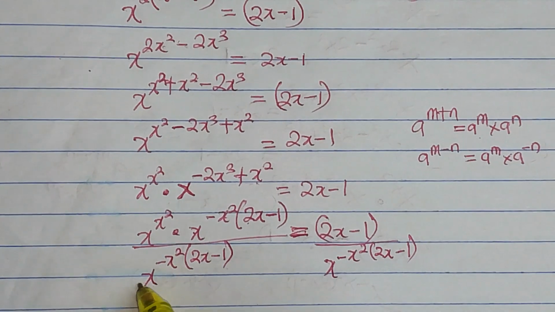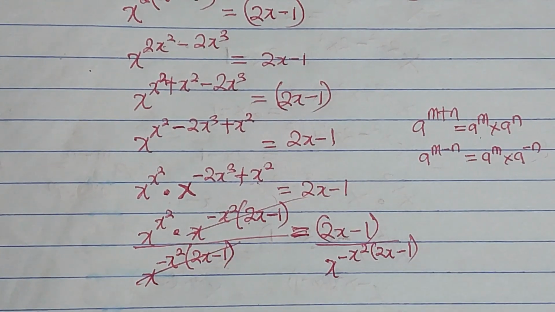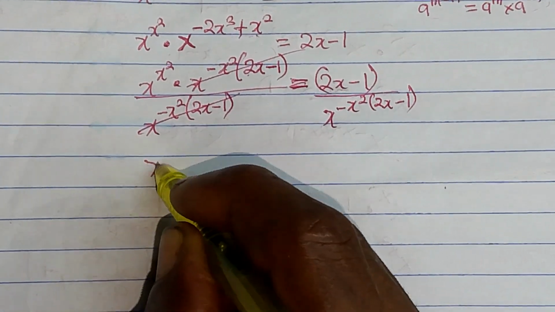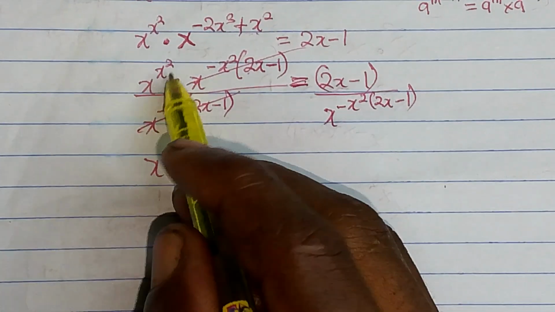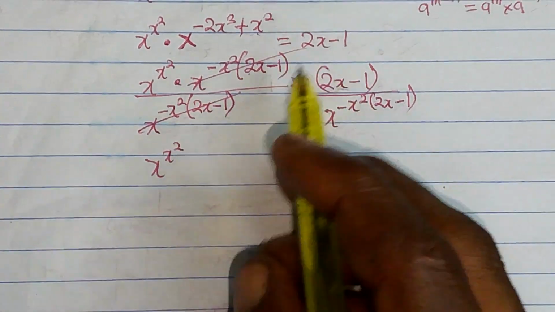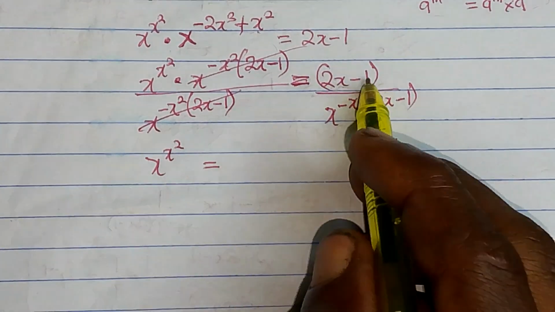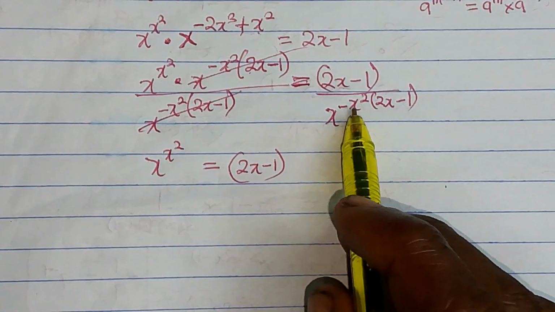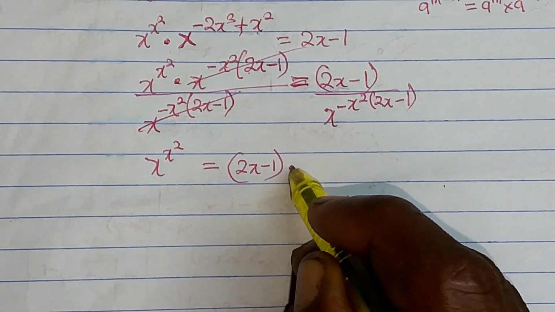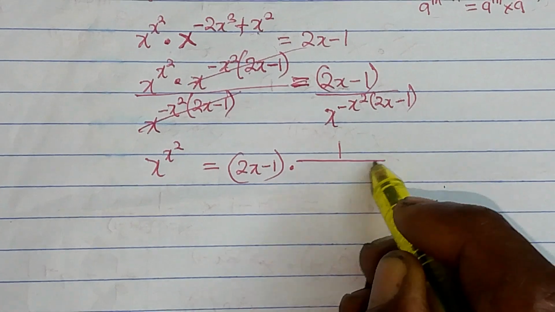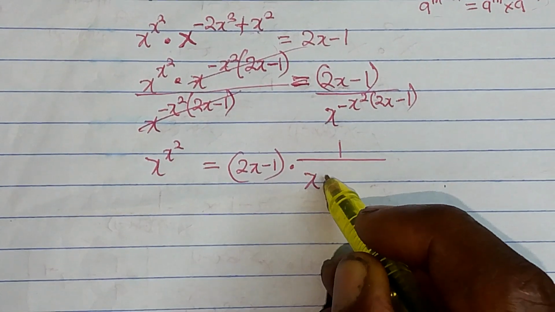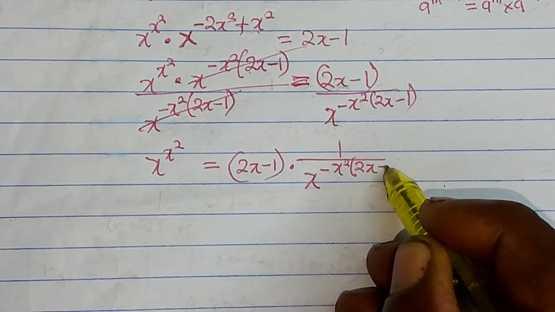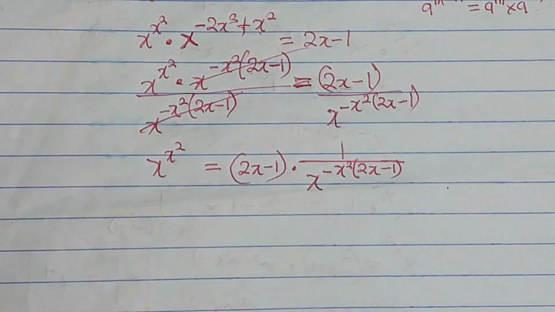So this cancels out, and now we are left with x to the power of x squared, this alone, when these have cancelled out, and this equals 2x minus 1. Recall that here we are having 1 divided by x to the power of minus x squared multiplied by 2x minus 1. This is what we are having here.